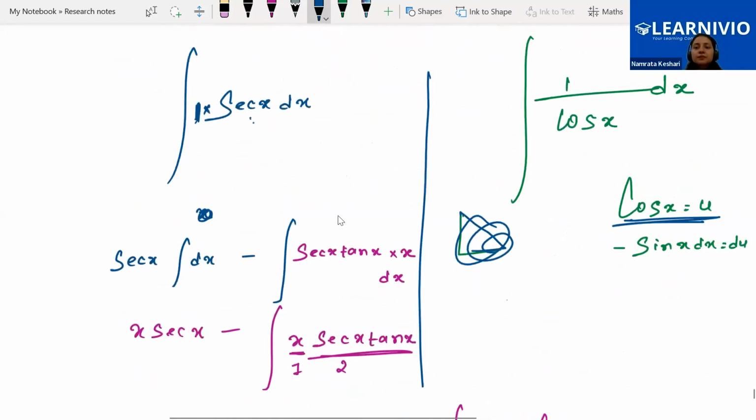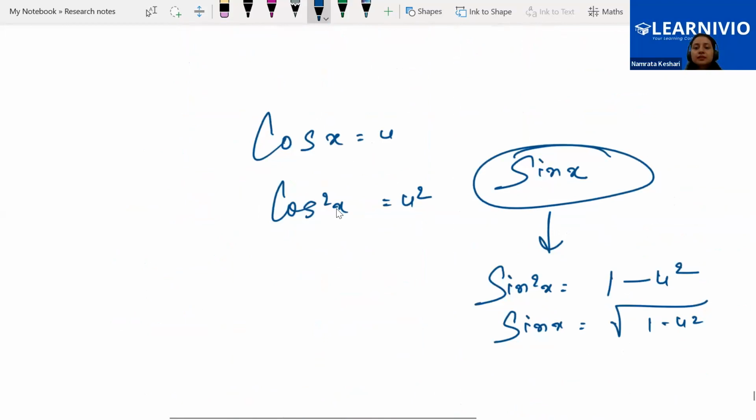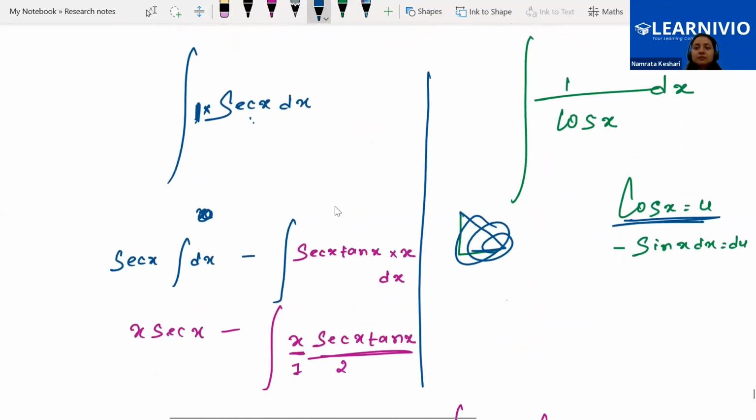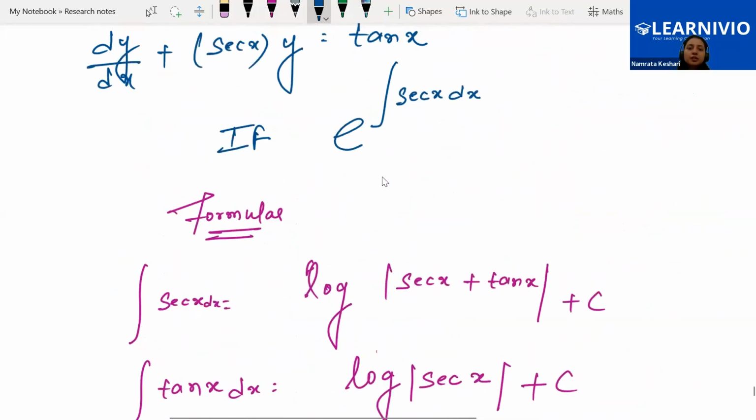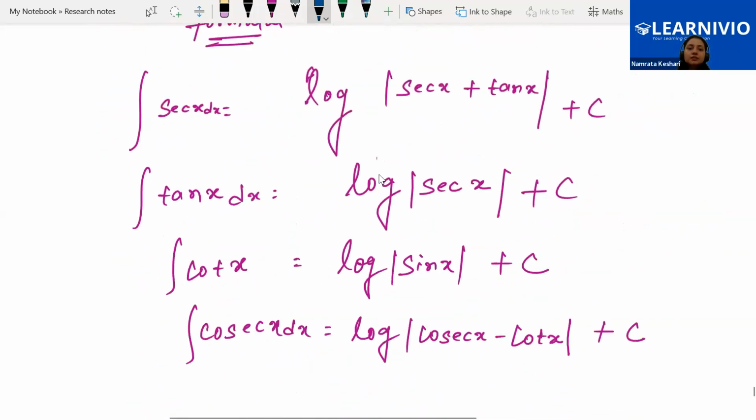Ma'am, that is similar to the differentiation of sine inverse x. Here, when we are trying to do the integration of sec x, by parts must work over here. You can see it's not working. What is coming over there? The formula: log of sec x plus tan x.